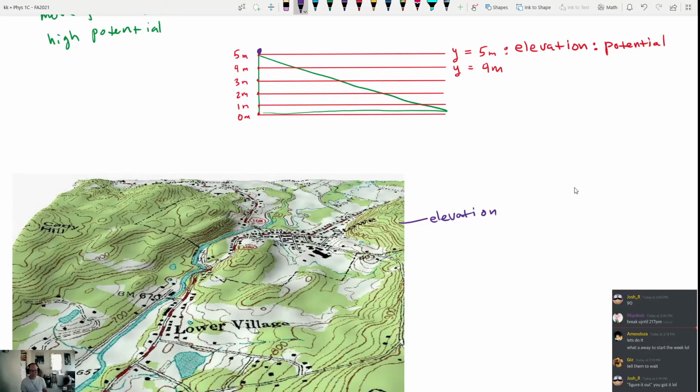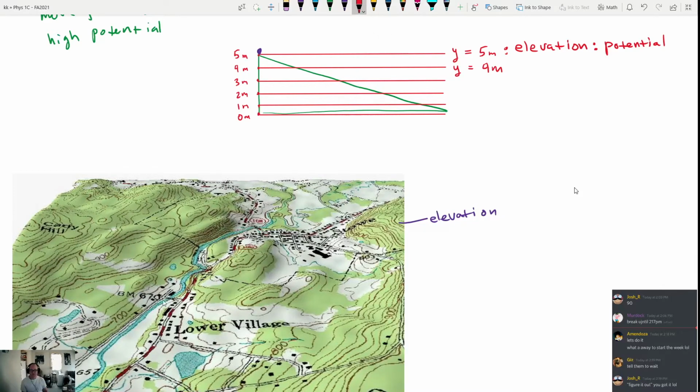You can see what the elevation is in some cases. For example, this line is 700. And this line is 900. And in between you have some kind of steps. But the idea is that every one of those lines represents a constant elevation.